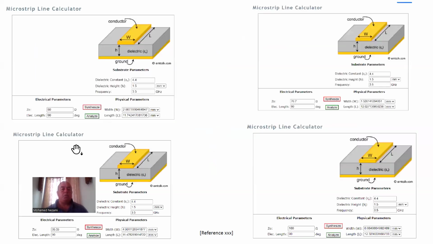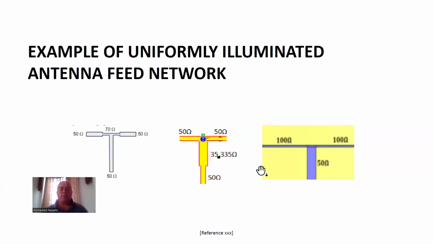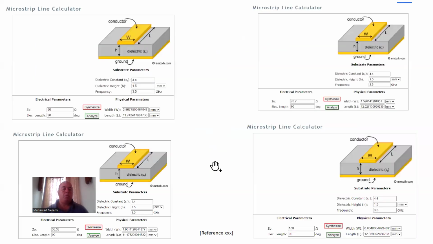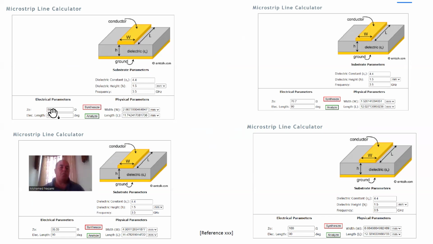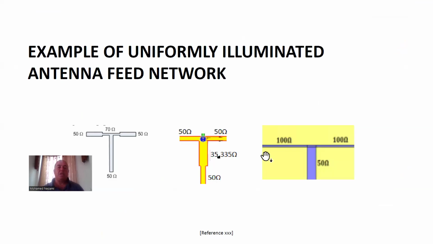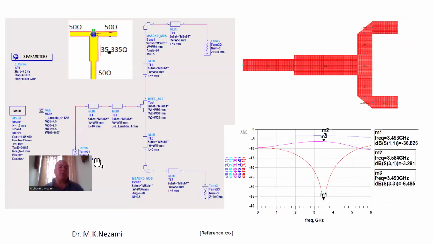To do this, I picked the substrate as FR4 with a Dk of 4.4, and the height of the substrate is 1.5 millimeters. I chose 3.5 gigahertz as my operating frequency, and I synthesized four lines: 50 ohm, 35.3 ohm, 100 ohm, and 70.7 ohm. I got the length of the quarter wave transformer and the width of each line, because I want to synthesize these three here. And that's what I did next, and we're going to look at this.